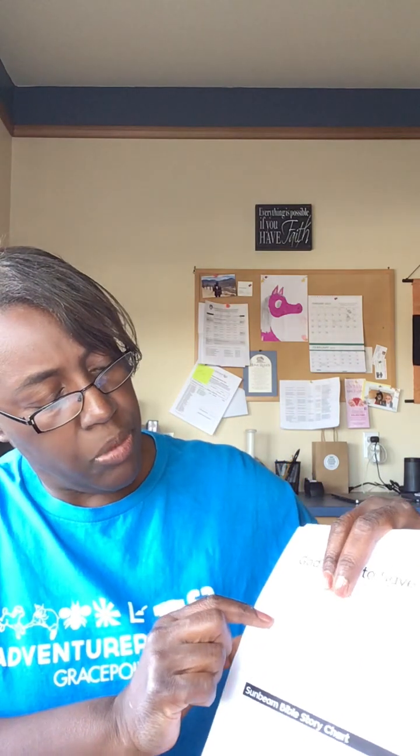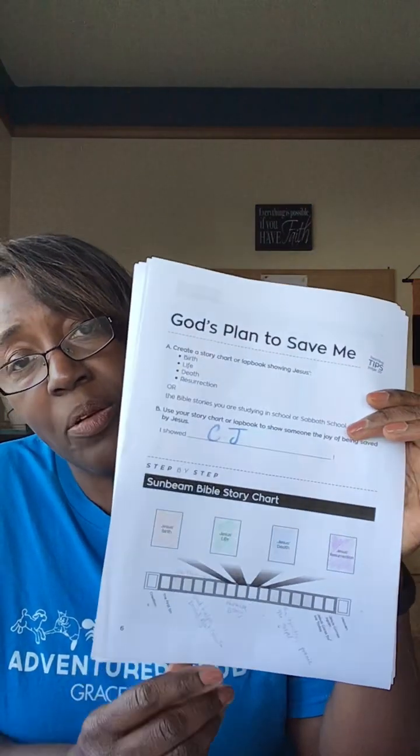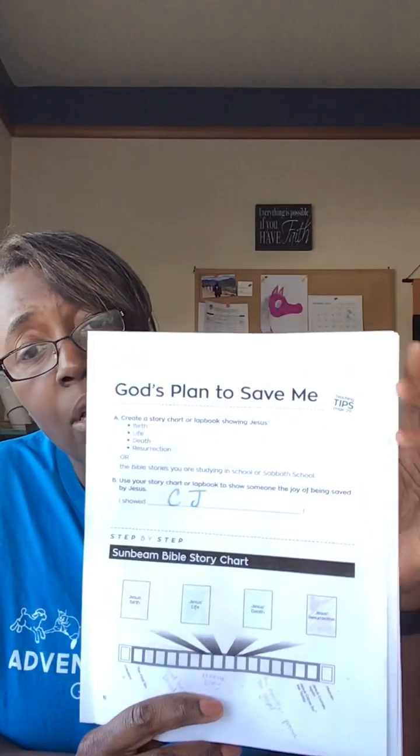Now, there is an option here where you do not need to create the chart at all, but instead you can choose this option where it says, choose any of the Bible stories that you are studying in school or in Sabbath school and use those Bible stories to create a picture book or a chart that you can share with somebody else. And so, God's plan to save me is the next assignment that we're going to be working on. Take your time.